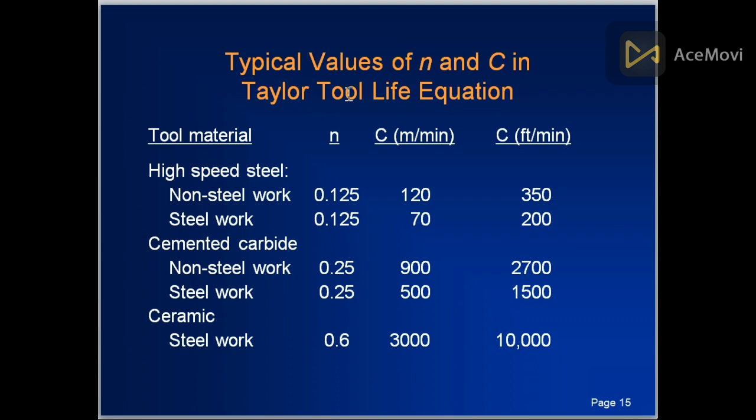These are some typical values of n and C used in Taylor tool life equations. n is 0.125 for non-steel work and 0.125 for steel work with high-speed steel. 0.25 for cemented carbides, non-steel work, and for steel work 0.25. Ceramics, steel work 0.6. And C is 120 for high-speed steel non-steel work, 70 for steel work. If the tool is cemented carbide and the work is non-steel, 900, and steel work is 500. When the tool is made of ceramics and the work is steel, 3000. These values are in meters per minute, and these are in feet per minute. This is just the conversion.